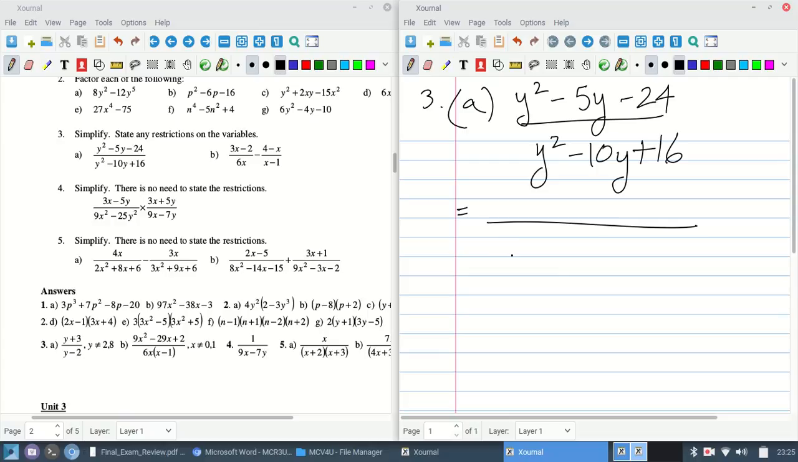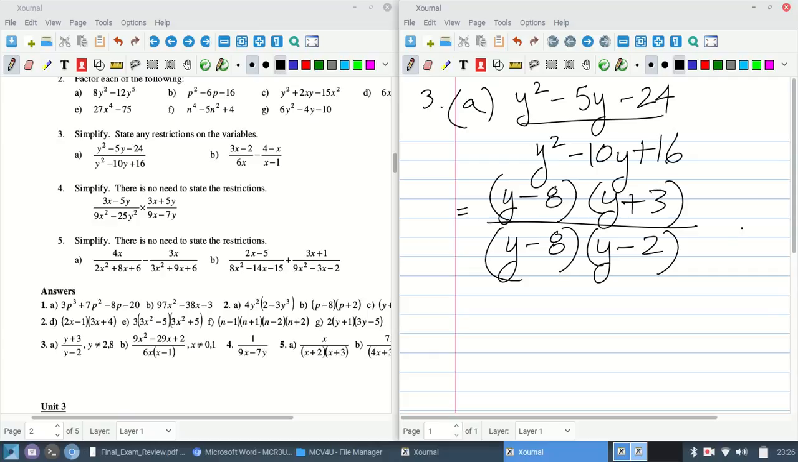So, two numbers that multiply to positive 16, but add to negative 10. They both have to be negative, so it's easy, negative 8 and negative 2, okay? For kicks, let's just do the top. They're both minus, so one has to take a plus, one has to take a minus. Two numbers that multiply to 24 and have a difference of 5, that's 8 and 3. So y, and since it's a minus here, the bigger number will take the negative, so y minus 8, y plus 3, okay?